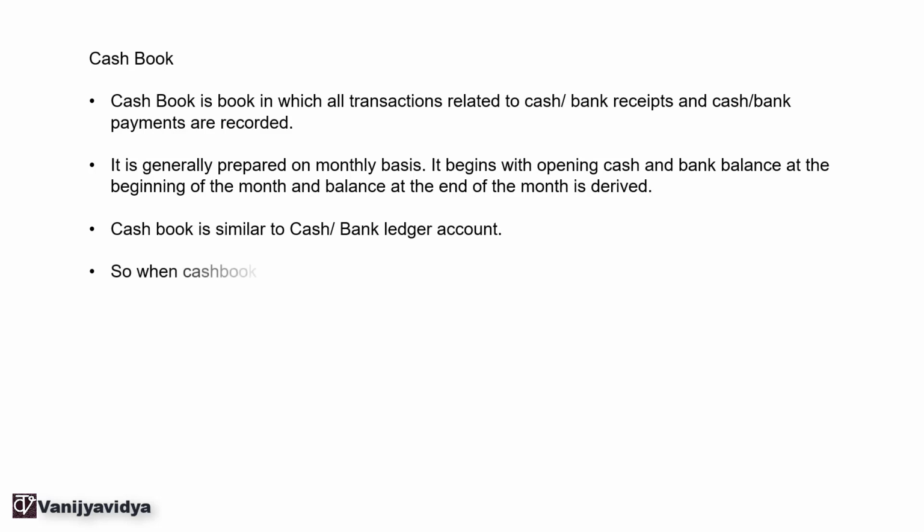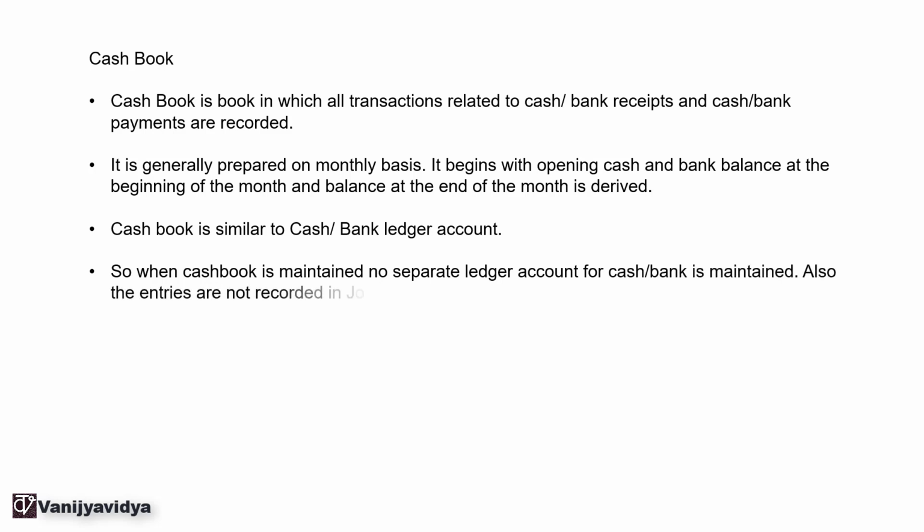So when a cash book is maintained, no separate ledger account for cash and bank is maintained. Also, the entries are not recorded in journal. All the entries are directly recorded in the cash book. So what happens is whenever there is a cash book maintained, there won't be any separate ledger account for cash and bank. All the entries related to your cash and bank receipts and cash and bank payments will be recorded in the cash book. Similarly, these entries will not be recorded in the journal. Now here journal means your general journal or journal proper.